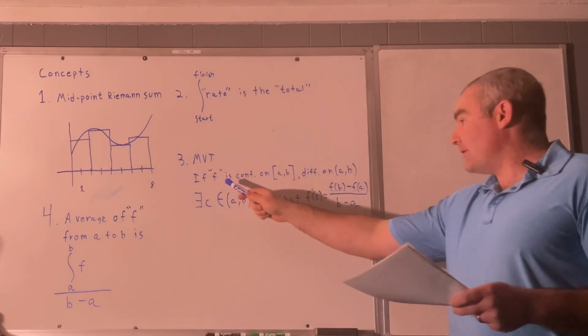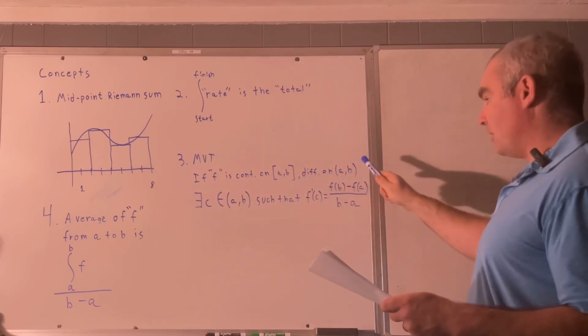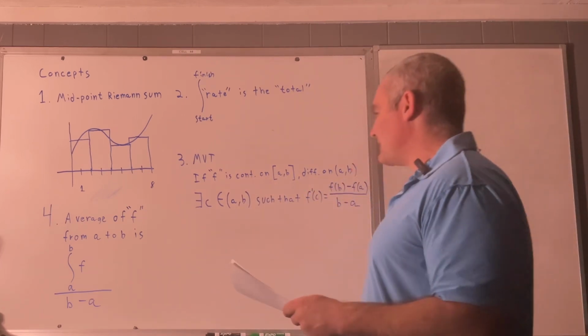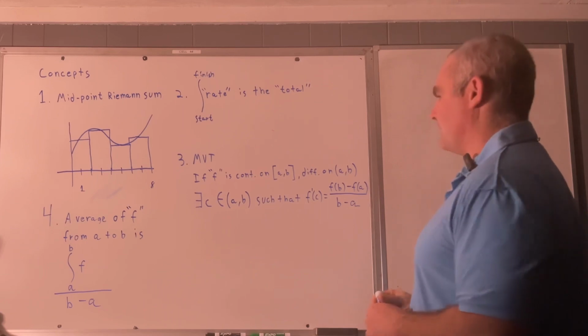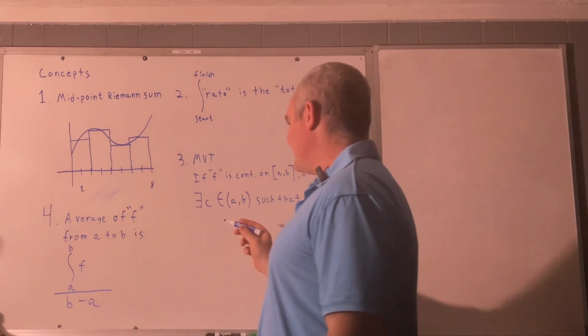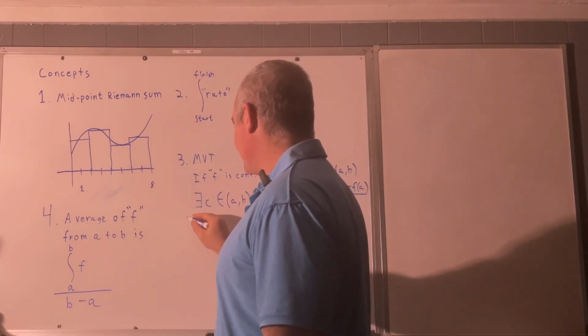Okay, so if f is continuous and differentiable, then, now this little backwards E symbol, I'm going to give you a little lesson in math notation. This just means there exists.